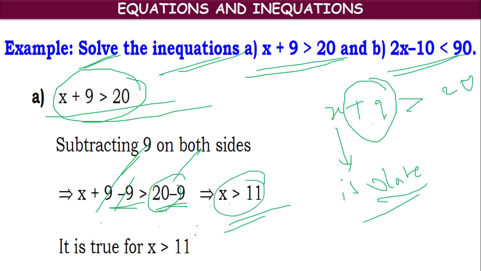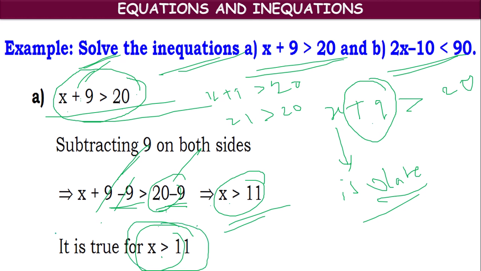So for all values x greater than 11, this inequation will be true. Means if we keep 12, 12 plus 9, 21 greater than 20, true. Like that, if we keep 13, 22 greater than 20. For all values x greater than 11, it will be true. For values x less than 11, it will be false. So it's an example of conditional inequation.